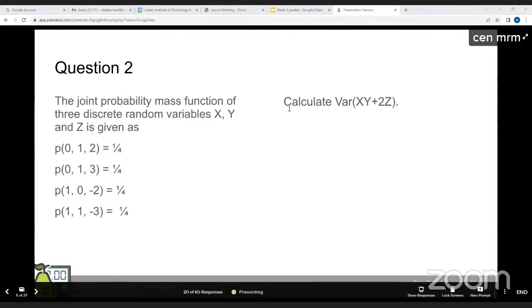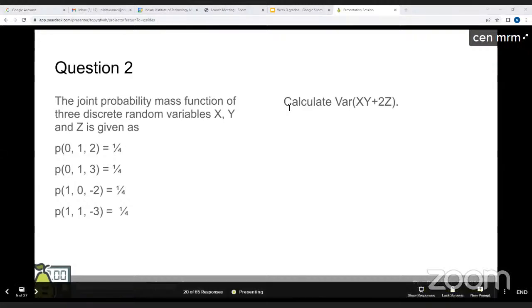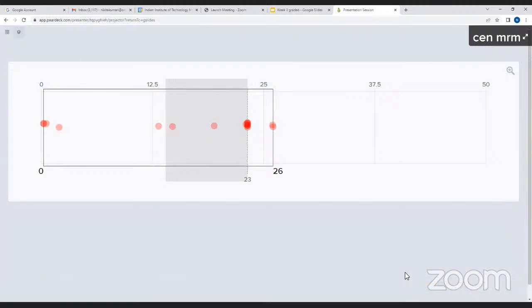Okay. Any doubt in this problem? No, ma'am. Yes, ma'am. How to calculate marginals of X, Y, Z? Yeah, we'll go to that. Again, we have very few responses here. Most of the people have answered 23, as I can see, and the rest are all random numbers.